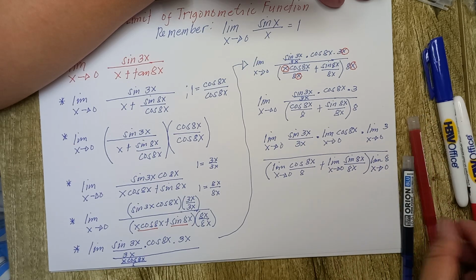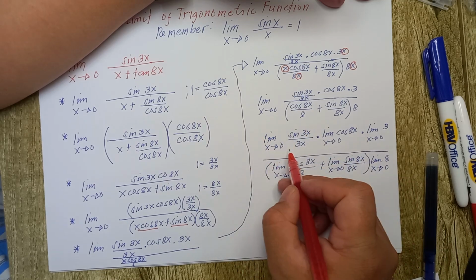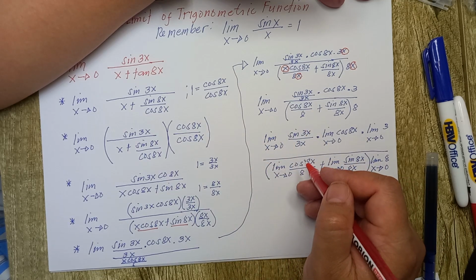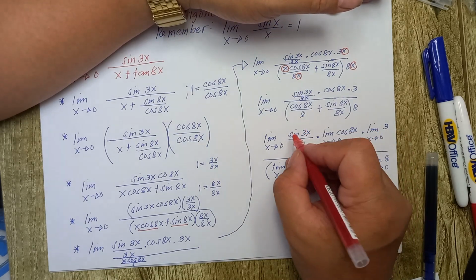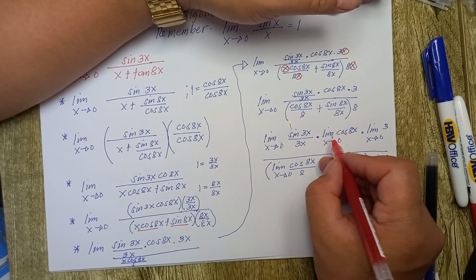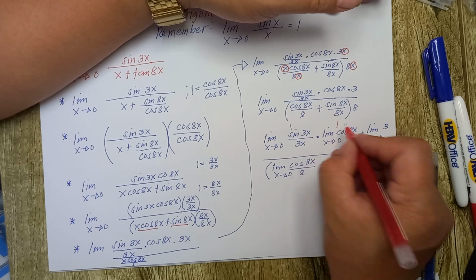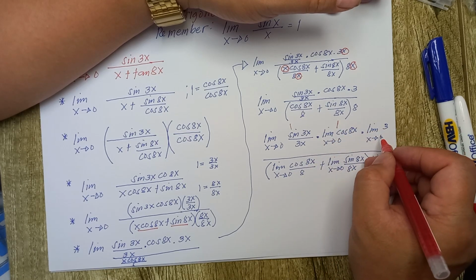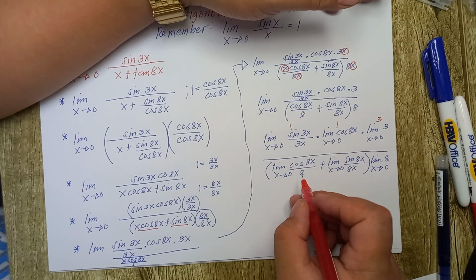Now notice that the result of this one is the same as 1. How about the result of the limit of cosine 8x as x is approaching 0? Still 1. How about this one? Constant limit, that is the same as 3. How about this one?